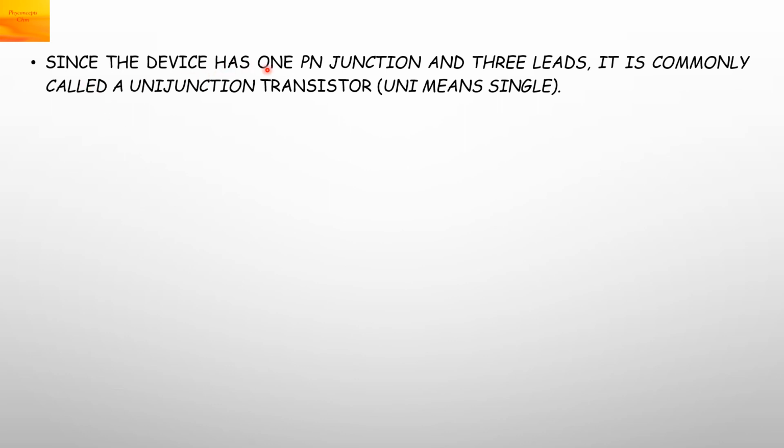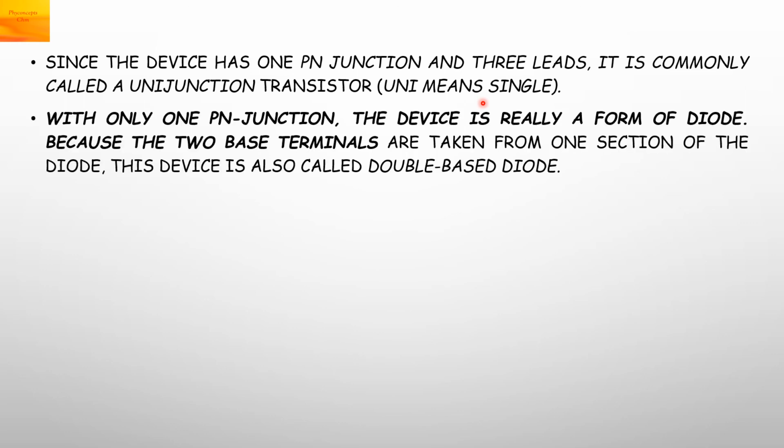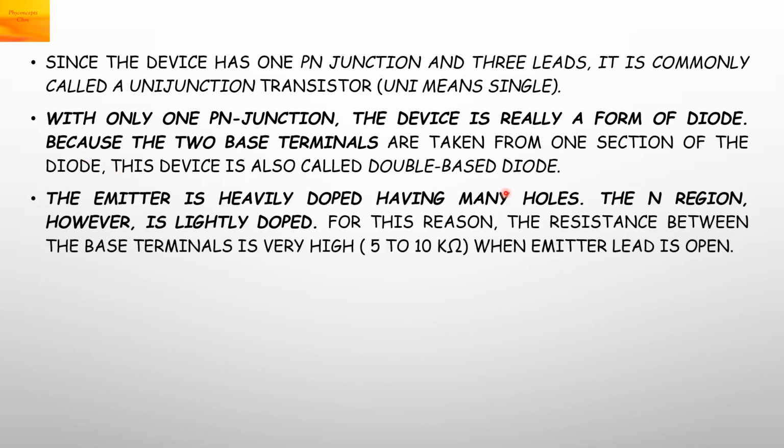Since the device has one PN junction and three leads, it is commonly called a unijunction transistor. Uni means single. As there are two base terminals, this device is also called a double based diode.